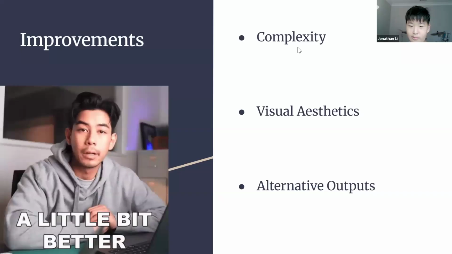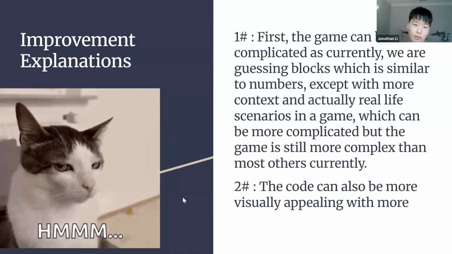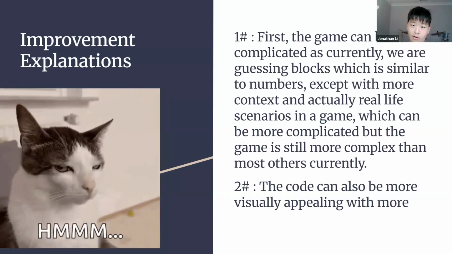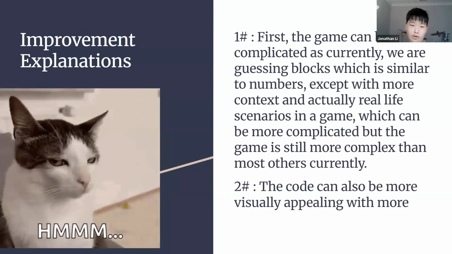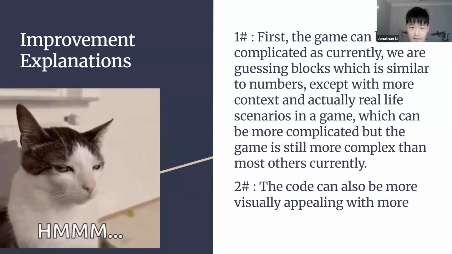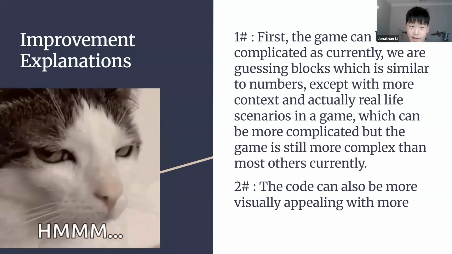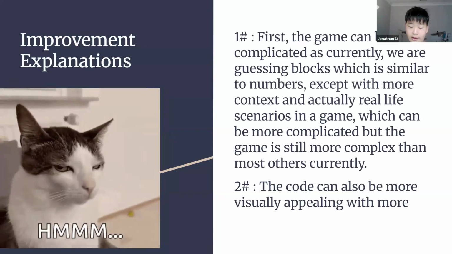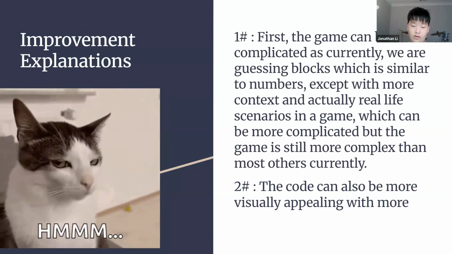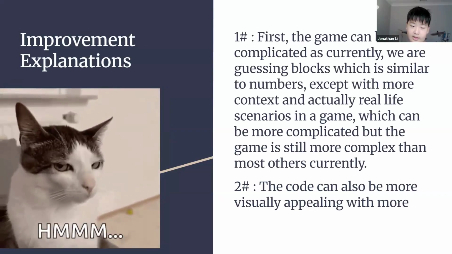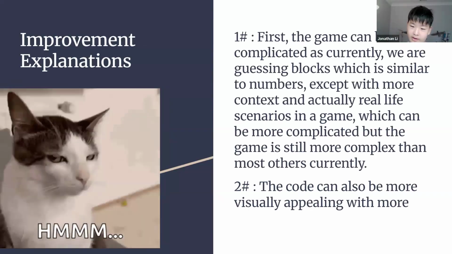I can make some improvements, such as complexity, visual aesthetics, and alternative outputs. First, the game can be a little more complicated. Right now we're guessing blocks like the more basic color blocks, but we can input harder blocks such as bricks, dirt, grass blocks, etc., which makes it more diverse. And then we can have more scenarios in the game, such as, oh, you're so close, etc.